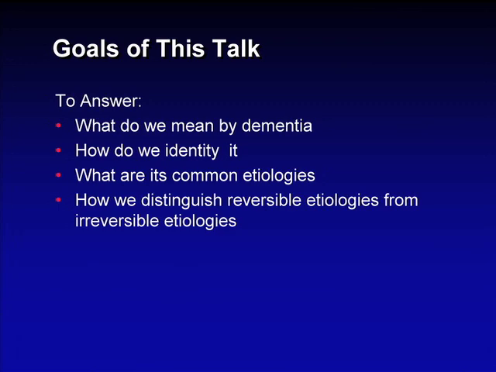Sometimes your patient is going to come to you and tell you directly, I think I have dementia. So what does it mean to have a dementia? What are the implications of it? How do we identify it? What are its common etiologies? How do we distinguish reversible etiologies from irreversible etiologies?